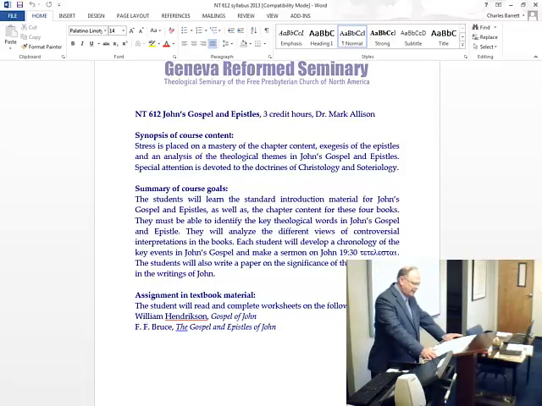Now, the student will learn the standard introduction material for John's Gospel and Epistles, as well as the chapter content for these four books. They must be able to identify the key theological words in John's Gospel and Epistles. They will analyze the different views of controversial interpretation in the books. Each student will develop a chronology of the key events in John's Gospel and make a sermon on John 19:30. The students will also write a paper on the significance of the word cosmos in the writings of John. And then we have below the different textbooks, and we have spoken about that.